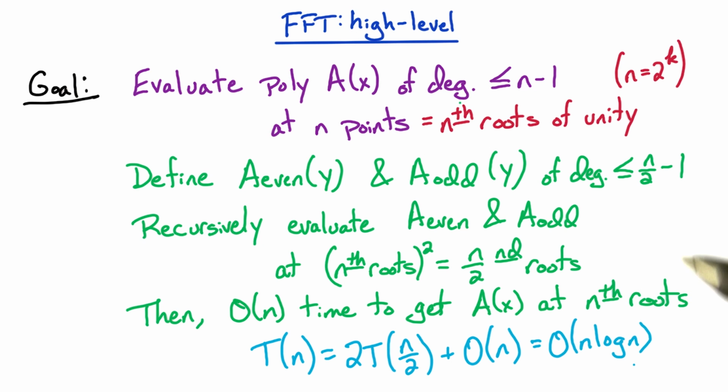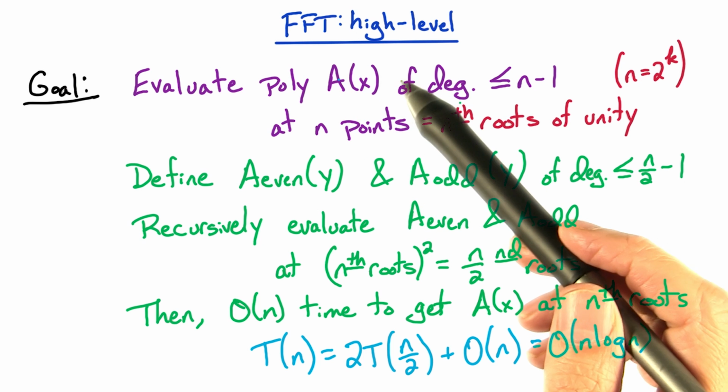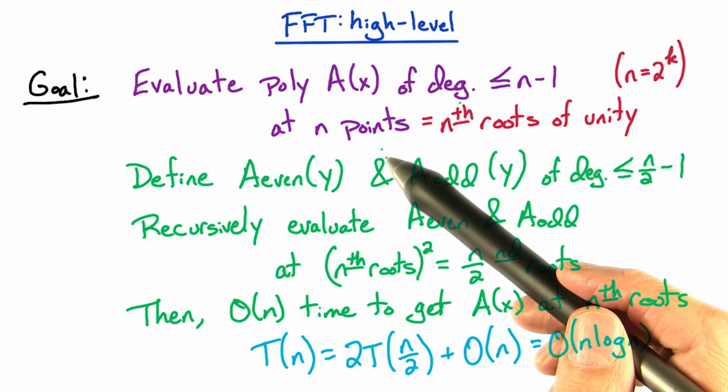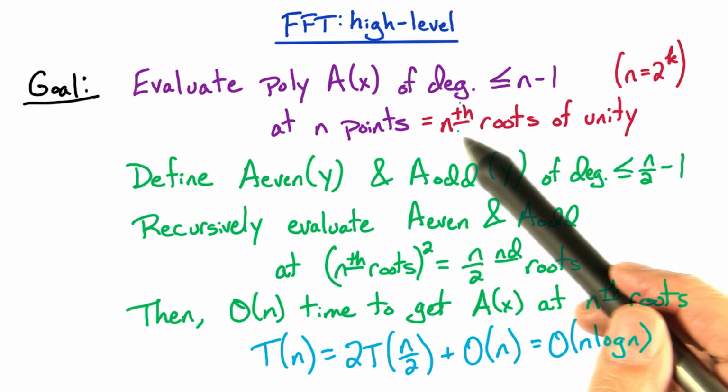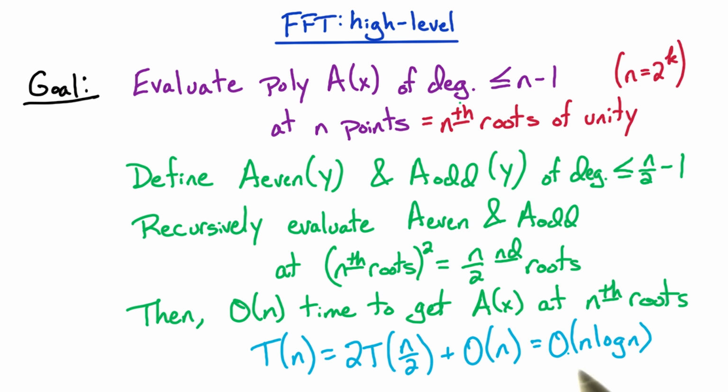And this is the sketch of the algorithm to take a polynomial in the coefficients form and return the evaluation of the polynomial at n endpoints, where the endpoints are the nth roots of unity. And it does so in time order n log n.